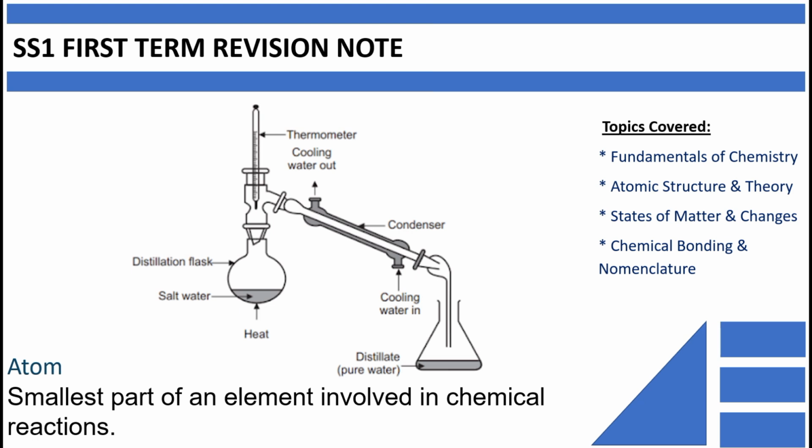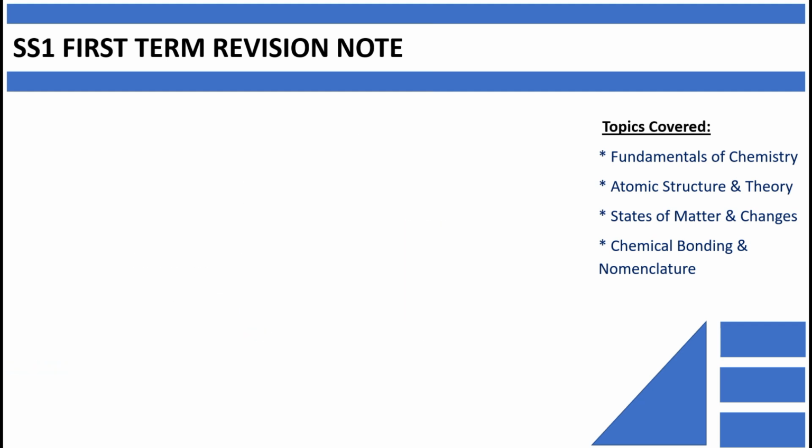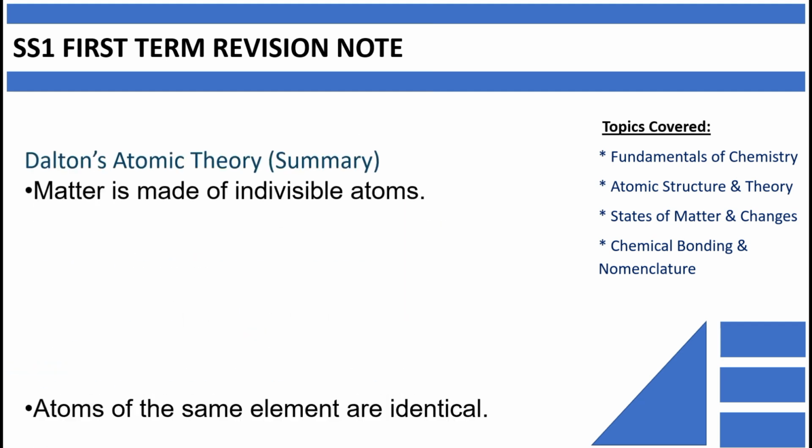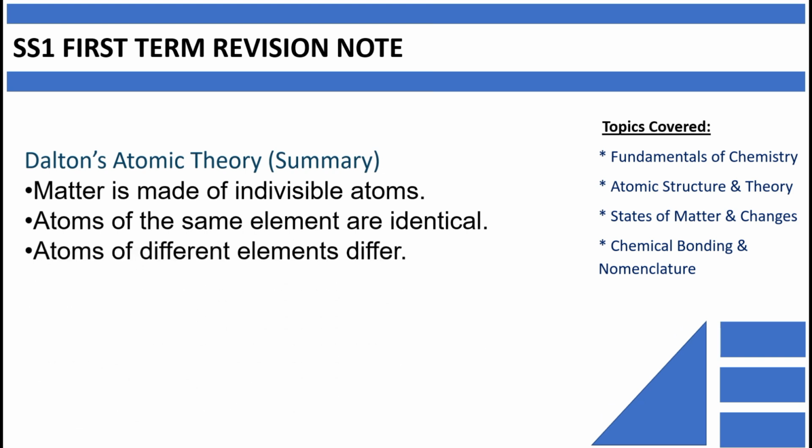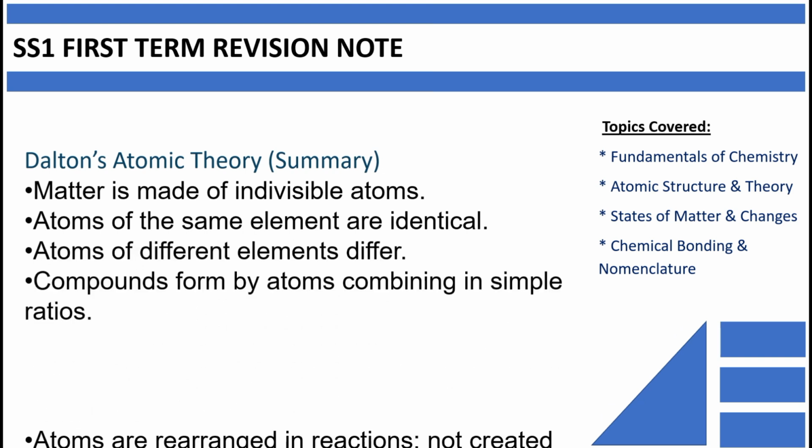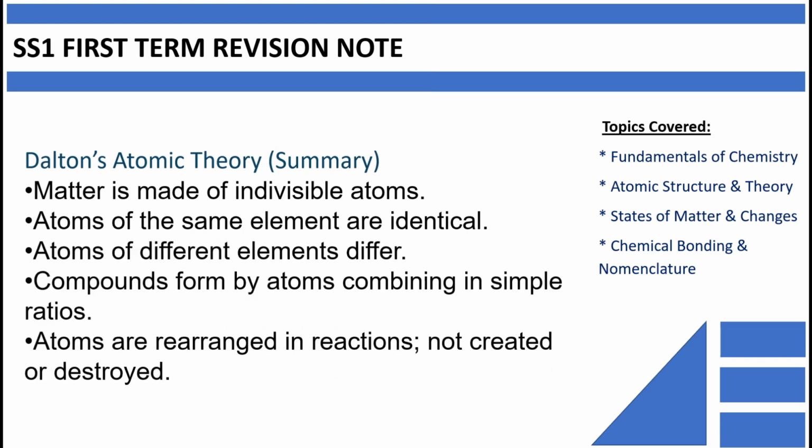It says that matter is made up of indivisible atoms. Atoms of the same element are identical. Atoms of different elements differ. Compounds are formed by atoms combining in simple whole number ratios. And atoms rearrange in reactions. That does not mean that they are created or destroyed. These are the ideas coming from Dalton's atomic theory.